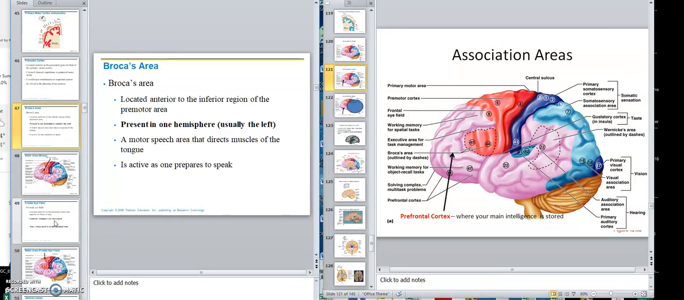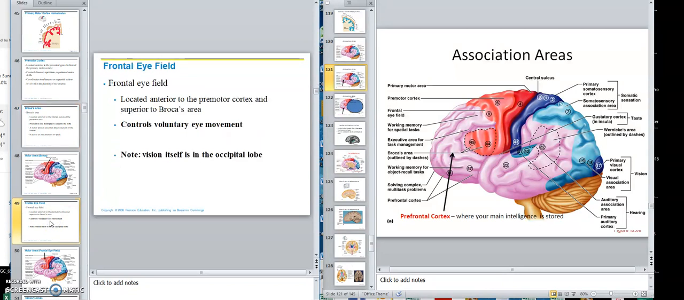Okay. See what we got here. Frontal eye field, located anterior, controls voluntary eye movement. So as you move your eyes around, the ocular muscles are involved. The intraocular muscles are the ones that dilate and constrict the pupil. The extraocular muscles are the ones that move your eyeballs around.